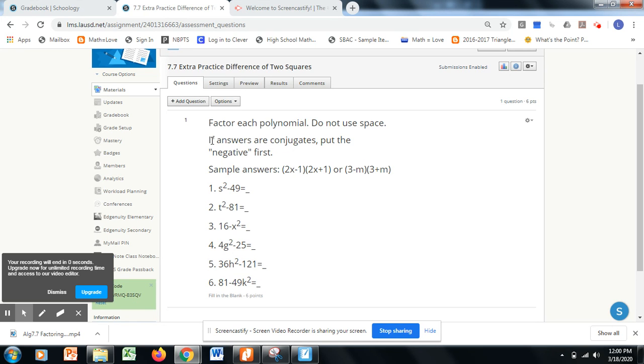However, I want us to have a convention in writing our answers down in Schoology because Schoology will only give you a point if you follow the order that I used in the key to correction. So just make sure that if your answers come in conjugates, you put the negative first. Sample answers are written here.